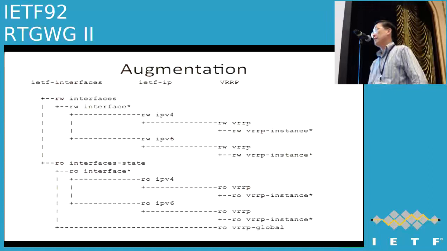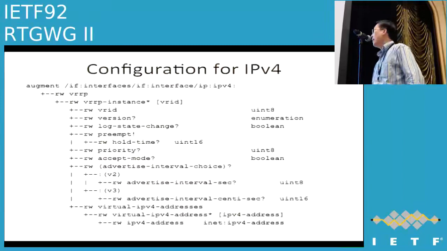Next slide, please. Here, on each interface, in this case IPv4, we can define a list of VRRP instances. That little star after the instance means that we can create multiple instances on it. The key for that is the virtual router ID, so that on one interface we can define multiple instances.